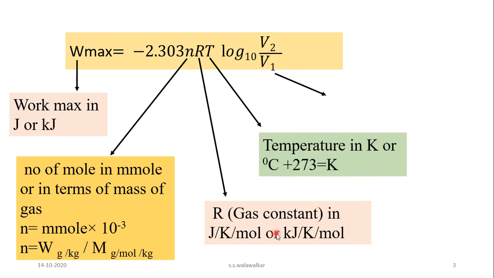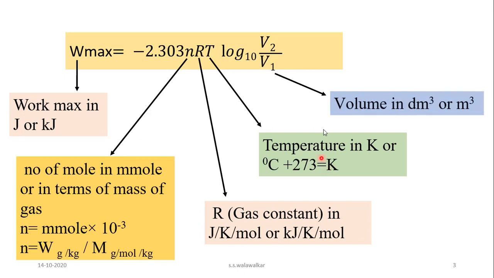Temperature is always in Kelvin. But if it is not given in the problem, you have to convert it. If it is given in degree Celsius, plus 273 will give it in Kelvin. So always convert it into Kelvin. And volume is expressed in dm cube, cm cube or meter cube. But remember that the unit of initial volume and final volume must be the same. That you have to remember.